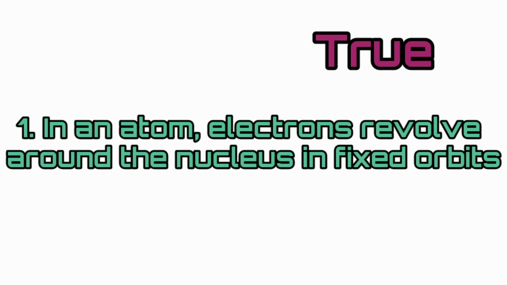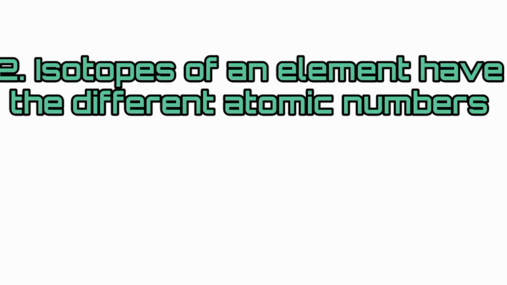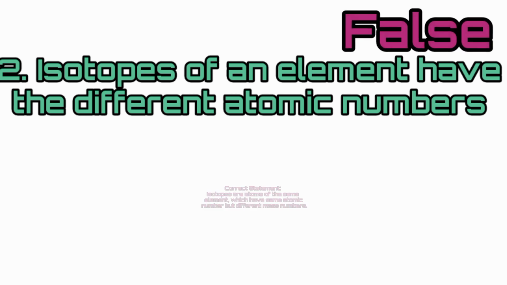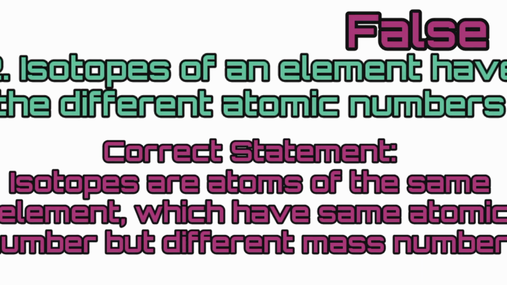Electrons are revolving around the nucleus in fixed orbits, because of the electrostatic force of attraction between electrons and nucleus. So answer is true. Second question, isotopes of an element have different atomic numbers. Answer false, because isotopes are the elements having same atomic number but different mass number.